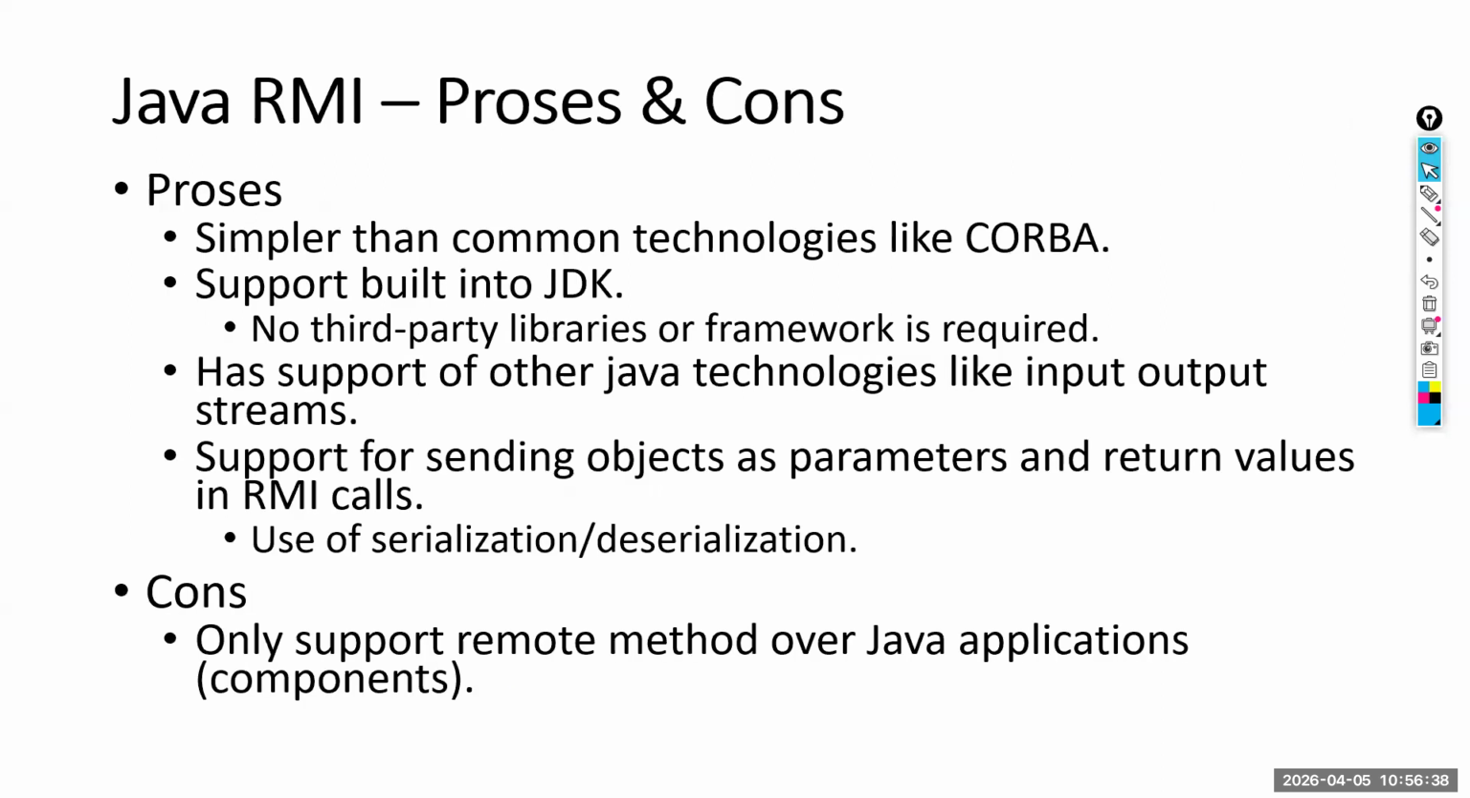Right. So what are the pros and cons of Java RMI? Of course, Java RMI is simpler than CORBA, because CORBA is meant to support multiple technologies, while Java RMI is meant to support Java to Java communication. And the other thing is Java RMI is built-in supported by the JDK. You don't need to install any other software or package. If you have Java or JDK, you already have Java RMI. You don't even need third-party libraries.